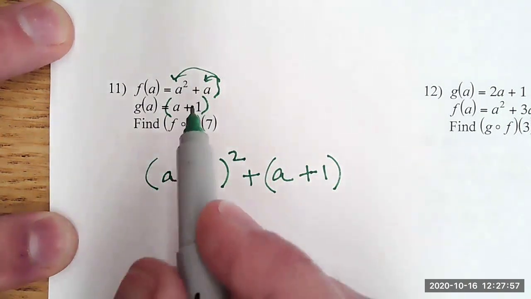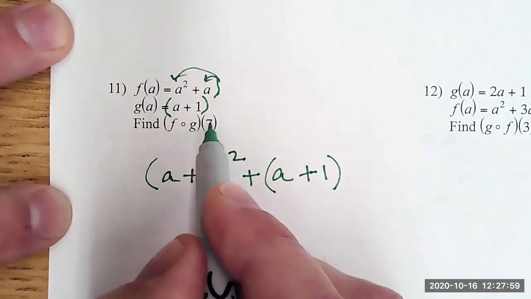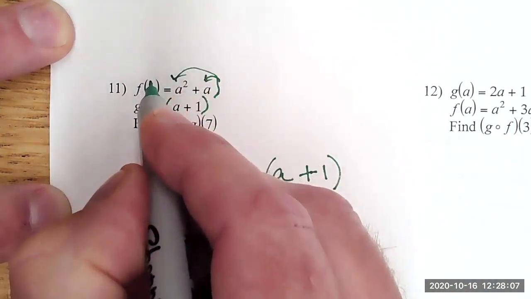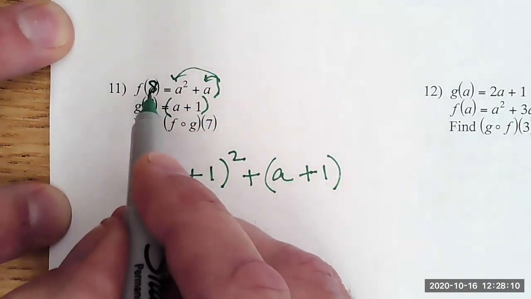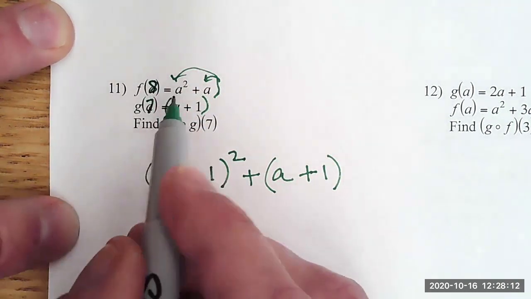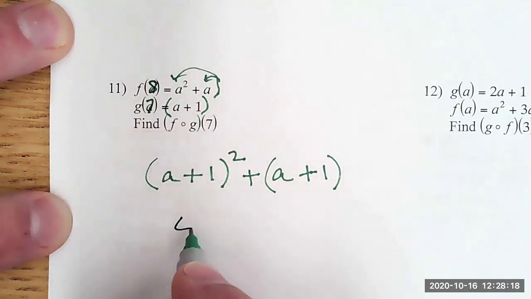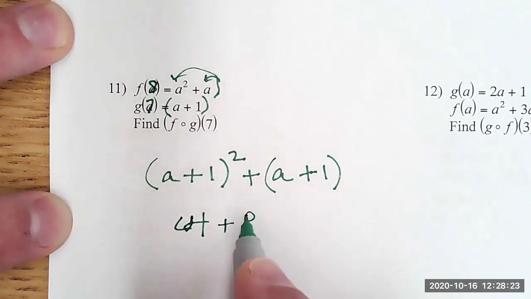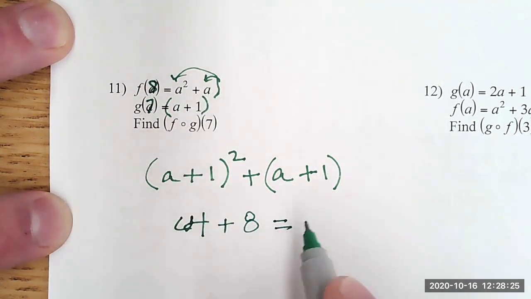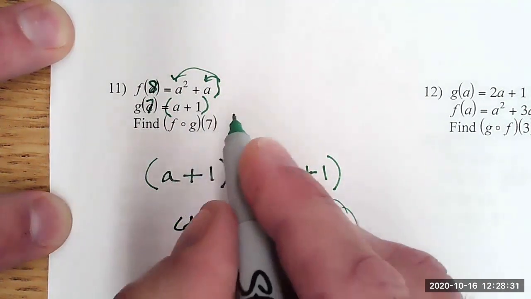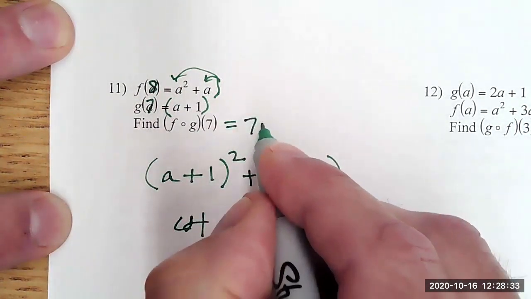Or I can evaluate g of a when a is 7. 7 plus 1 is 8. And take that value and input it into function f and evaluate f of a when 8 is a. 8 squared is 64. Plus 8 is 72. So f of g of 7 equals 72.